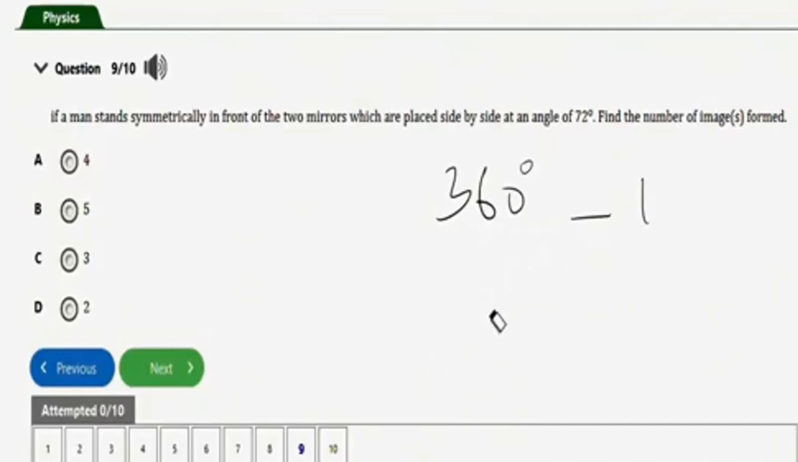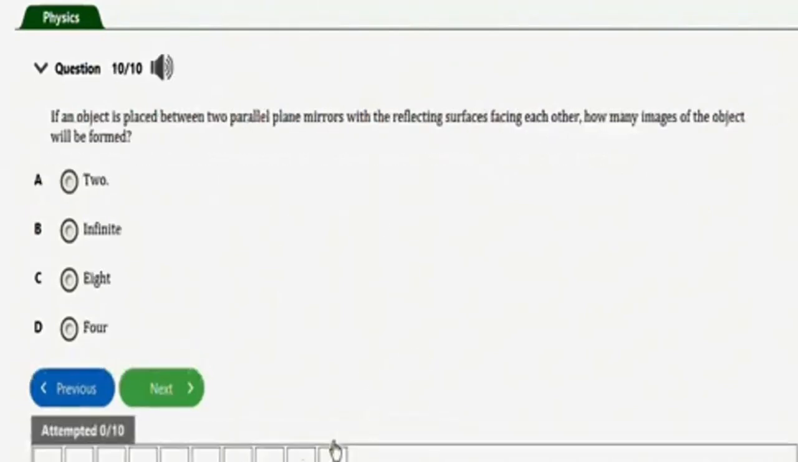Let's wipe this now and look at the last repeated question before we end this class. So the last repeated question I have here is this one. It says, if an object is placed between two parallel plane mirrors with the reflecting surfaces facing each other, how many images of the object will be formed? We have option A 2, option B infinite, option C 8, option D 4. So the correct option to this question is option B, which is infinite. Alright, so that's how many images of the object will be formed, infinite.